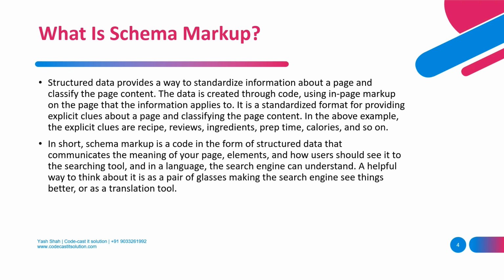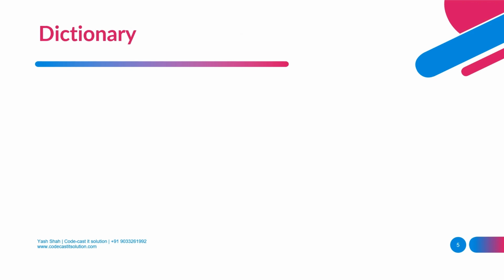In short, schema markup is a code in the form of structured data that communicates the meaning of your page, elements, and how users should see it to the searching tool, and in a language the search engine can understand. A helpful way to think about it is as a pair of glasses making the search engine see things better, or as a translation tool.